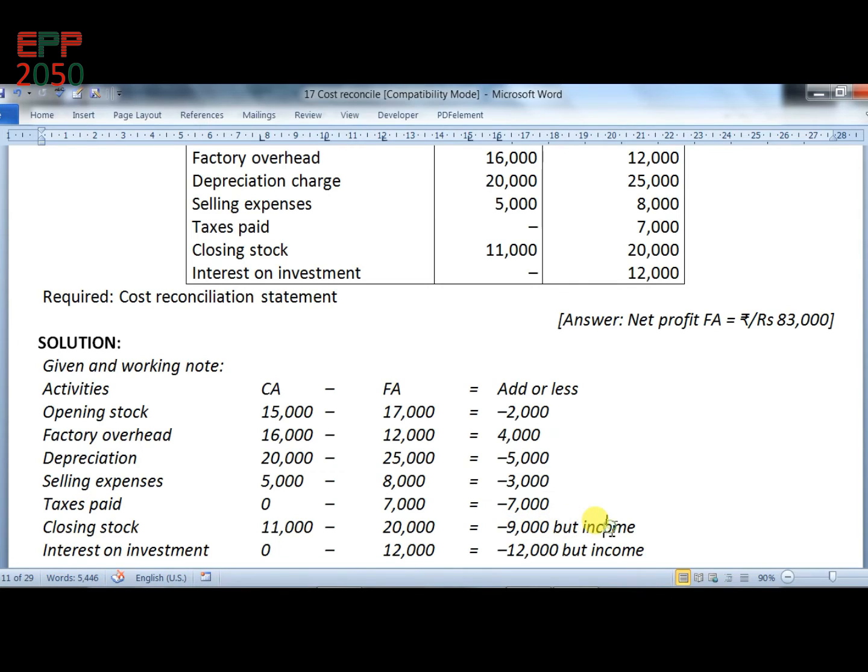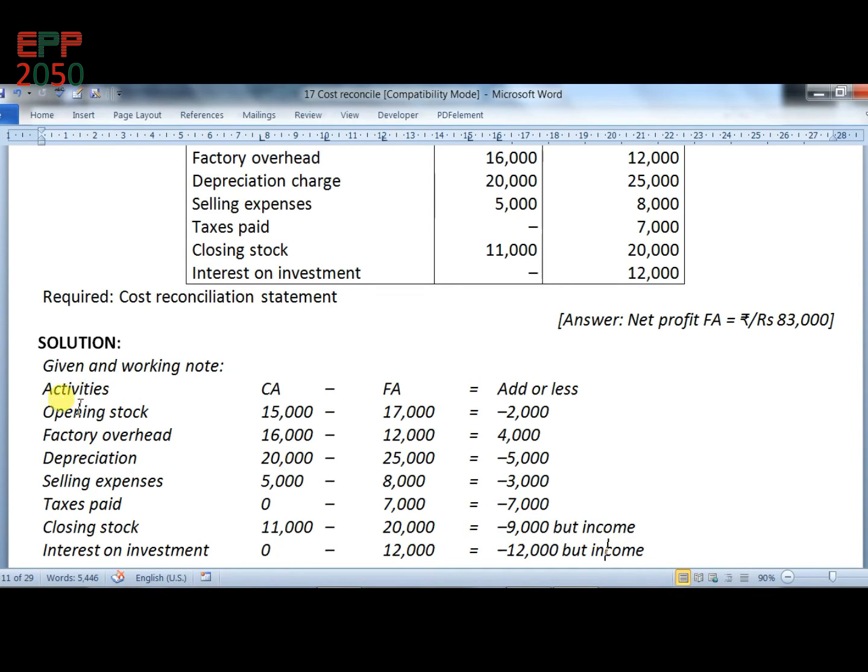But it is income. Have patience. I am going to tell you why I have written down "but" here. In this transaction there is no "but", but in these two transactions there are. Have patience. Go for the next transaction. Interest on investment in cost accounting is 0 and in financial accounting 12,000. After calculating, our answer is minus 12,000 but income.